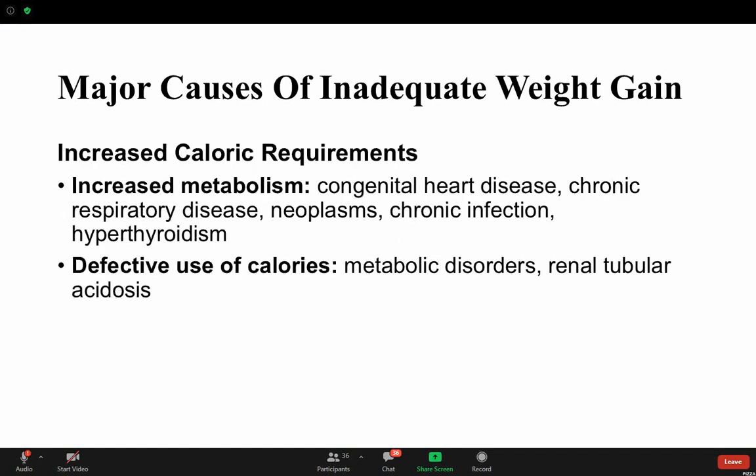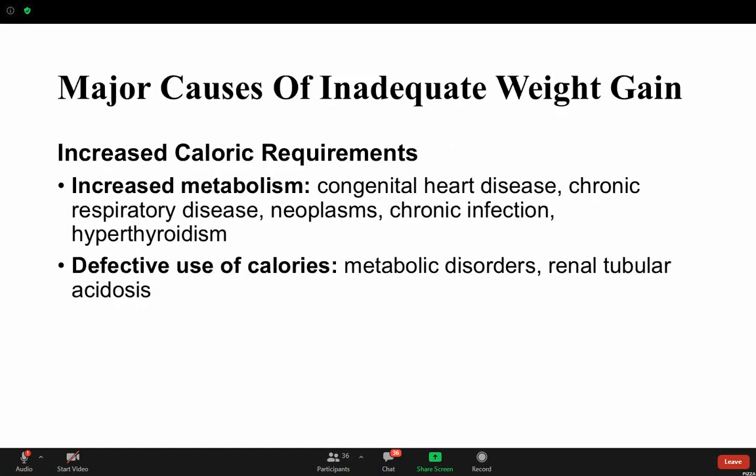The increased caloric requirements يا إما because of increased metabolism زي في حالات congenital heart disease, chronic respiratory disease, neoplasms, chronic infections، أو hyperthyroidism، هذول كلهم يزيد عندهم metabolism فيحتاجون كالوريز أعلى من الأطفال الطبيعيين. أو defective use of calories زي في الميتابوليك disorders أو renal tubular acidosis. فيحتاج تعطيهم كالوريز زيادة لأنهم ما يقدرون يستخدمون الكالوريز بنفس الاستخدام على السيل ليفل.